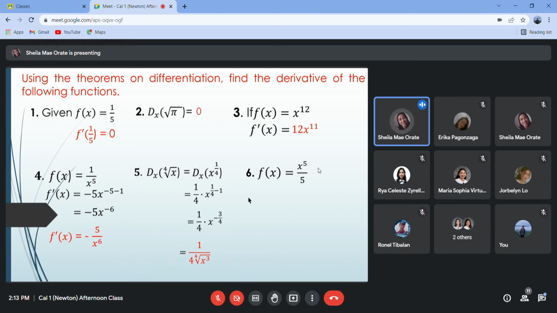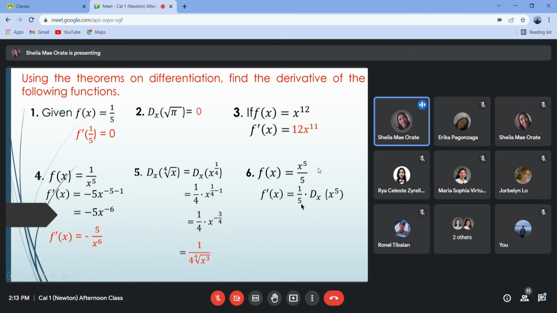Let's check. We have here 1/5 times the derivative of x raised to the power of 5. Now, why 1/5? Because we divided by x raised to the power of 5 on the other side. The coefficient of the variable x is 1. So we have 1/5 here. Then what we do is x raised to the power of 5. So the constant multiple rule is what we will apply, right?